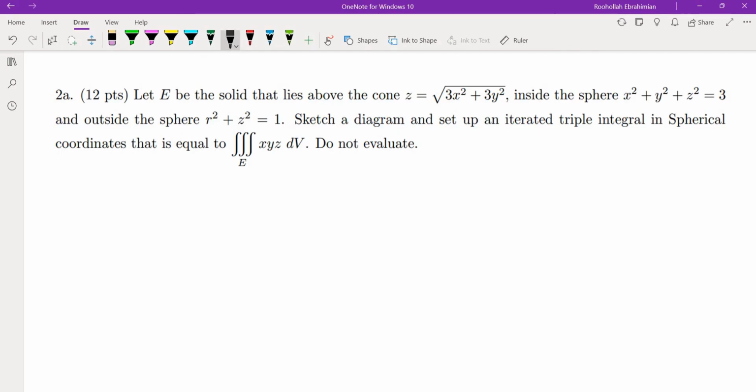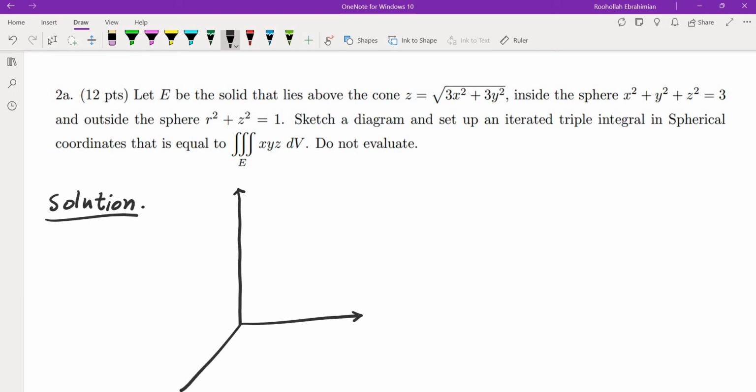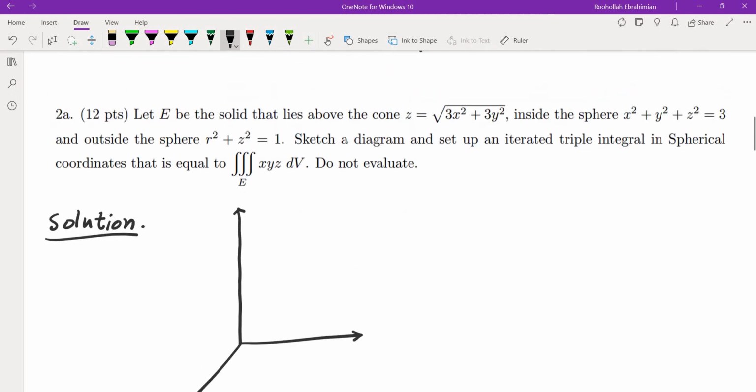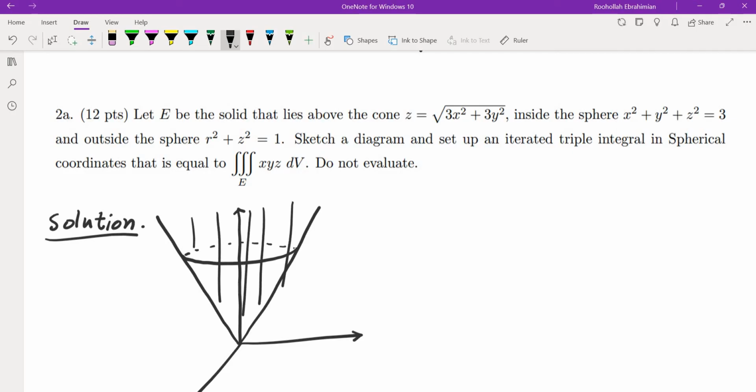So let's graph the diagram again. Always we need to draw the diagram. So above this cone, let's do that. Sometimes they might use inside the cone or above the cone. So above this cone means, if you look at the cone like this, it means this region. All of this region is above the cone. It means z is greater than square root of 3x squared plus 3y squared. Inside the sphere x squared plus y squared plus z squared equals 3.